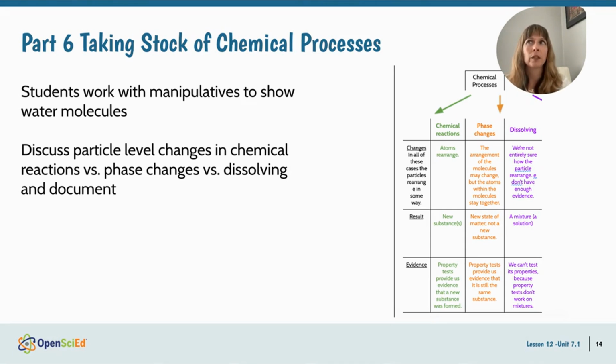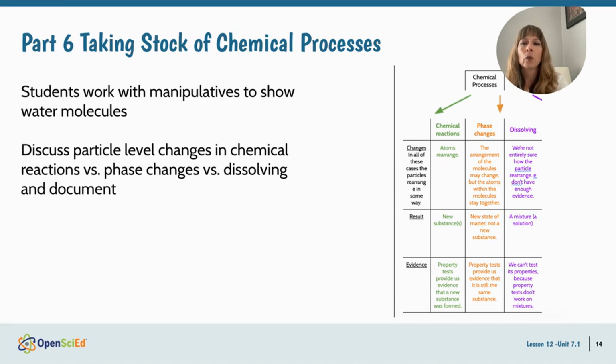These are just paper molecules or paper circles. Then you'll be conducting a consensus building discussion to differentiate between particle level changes in chemical reactions versus phase changes versus dissolving. You're going to reveal this poster one step at a time. You can see the final poster here on this slide.